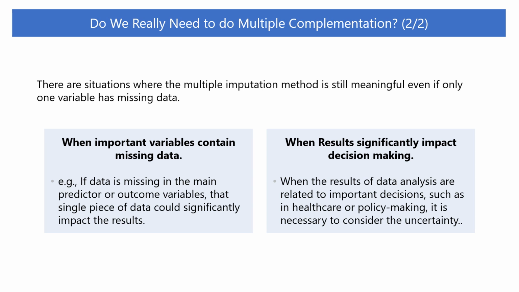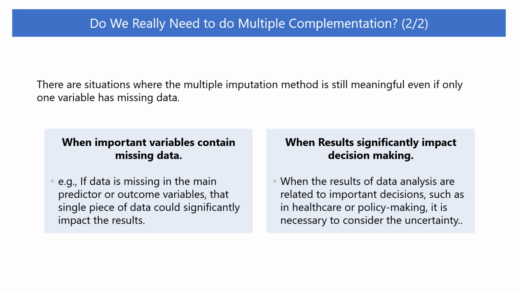However, there are situations where the multiple imputation method is still meaningful even if only one variable has missing data. The first is when important variables contain missing data. For example, if data is missing in the main predictor or outcome variables, that single piece of data could significantly impact the results. In such cases, it is effective to use the multiple imputation method to reflect uncertainty and produce more reliable estimates.